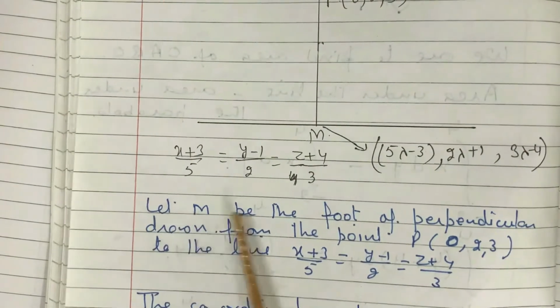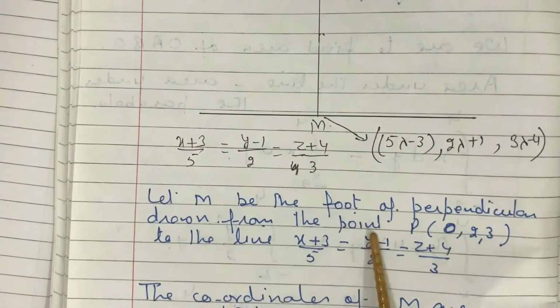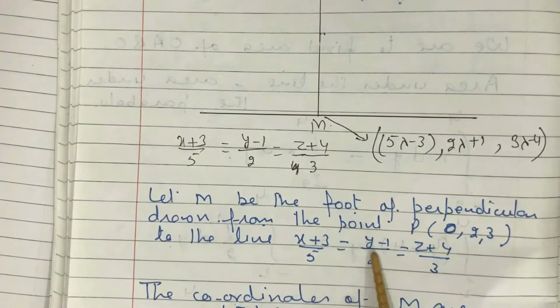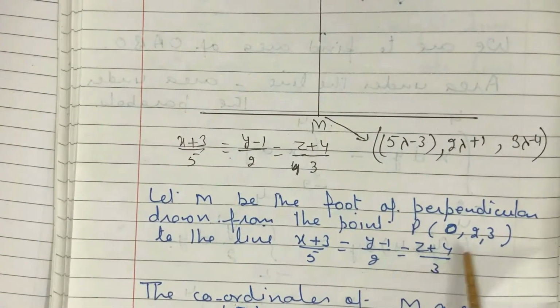Now let M be the foot of the perpendicular drawn from the point P(0, 2, 3) to the line (x + 3)/5 = (y - 1)/2 = (z + 4)/3.